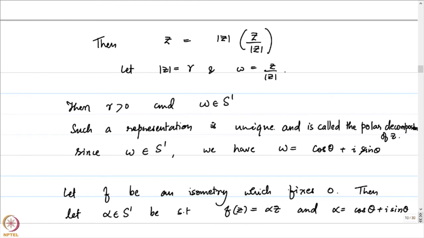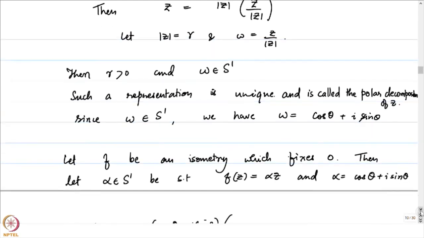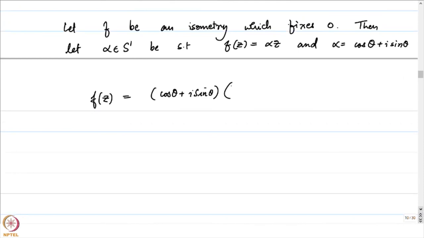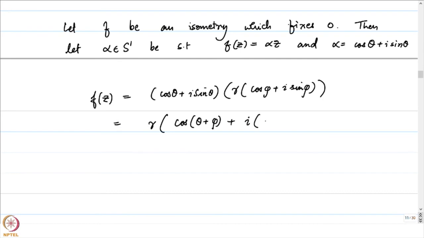So, we will look at the polar decomposition of our given element z as r times, let us say, cos phi plus i times sine phi, with the variable phi. And these are all multiplication by complex numbers, and you should check that by using the basic trigonometric rules. This is cos of theta plus phi. You have to use the multiplication in the complex plane very crucially. And this will be sine of theta plus phi.